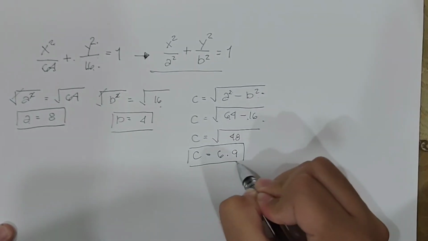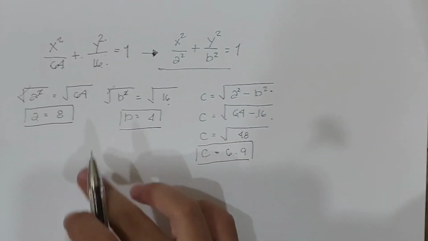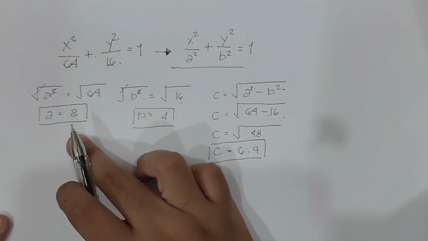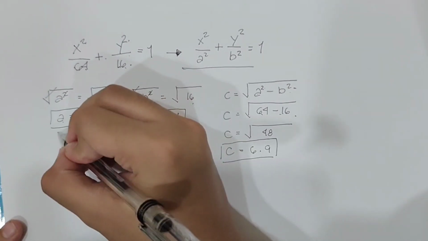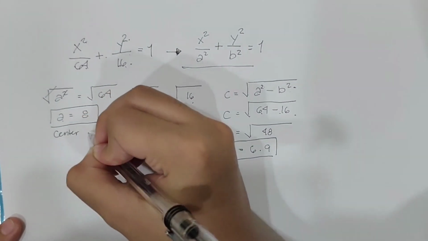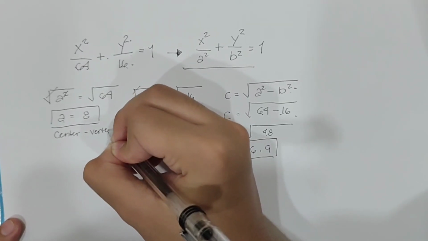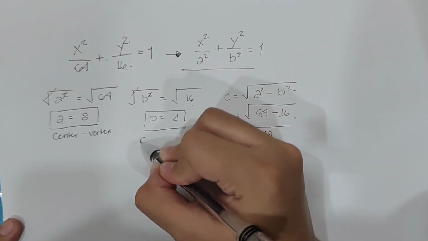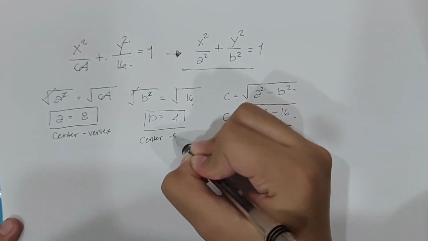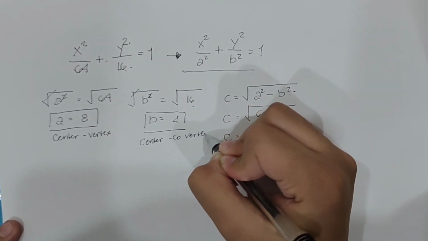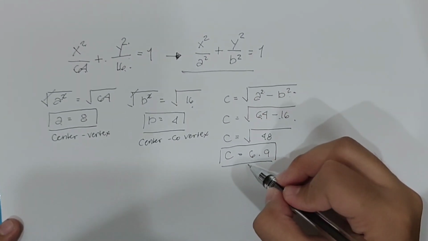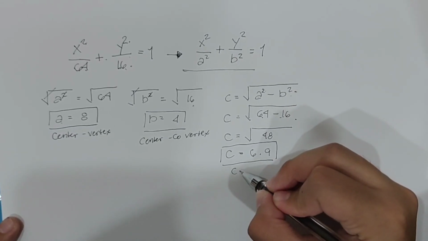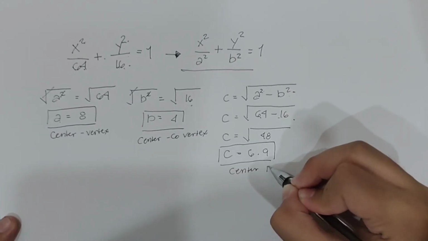Now keep in note that a equals 8 is our center vertex, b equals 4 is our center co-vertex, and our c is our center focus.